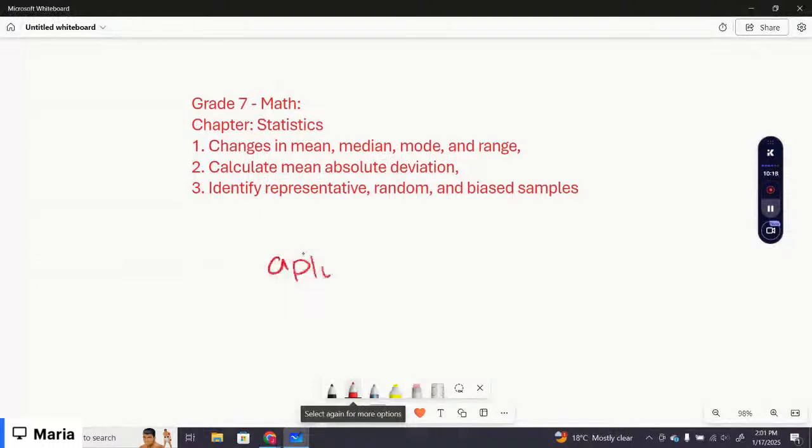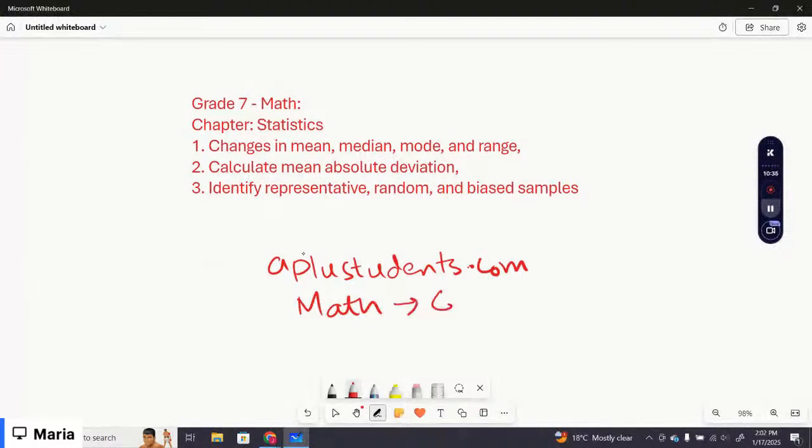You can find all the lessons on aplusstudents.com. You have to log in there using your email address and password as provided by the administrator. Then you have to select math from the subject tab. Scroll down to grade 7 math and then click on view all lessons. There you can find a list of the chapters.